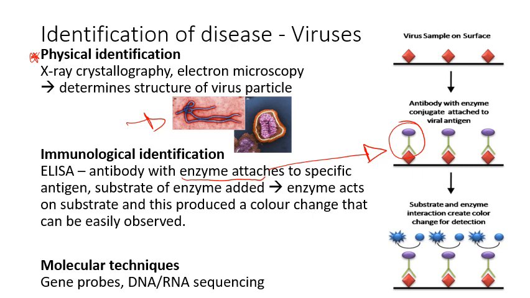Some other techniques they can use are the molecular techniques. So we've spoken about these previously. So things like gene probes or DNA or RNA sequencing as well. So they can be used to find the actual sequence of the virus, and then they can design different chemicals or vaccines to target those sequences.